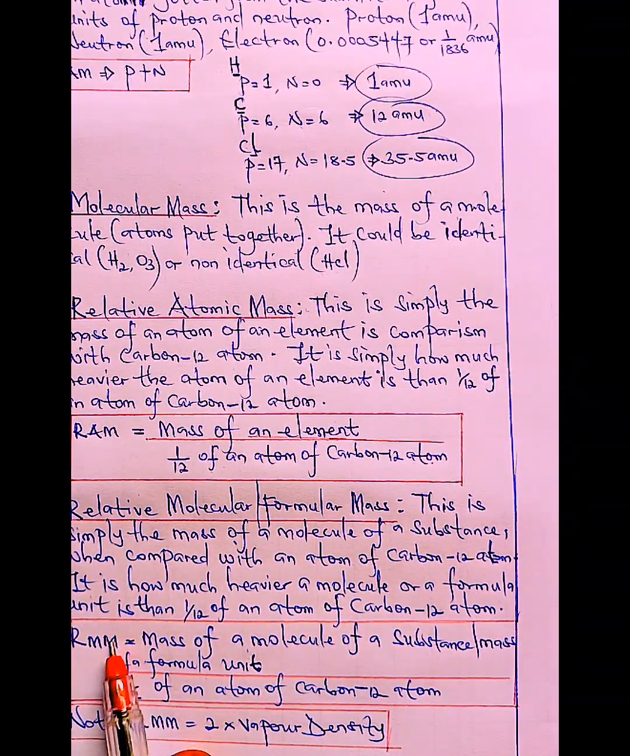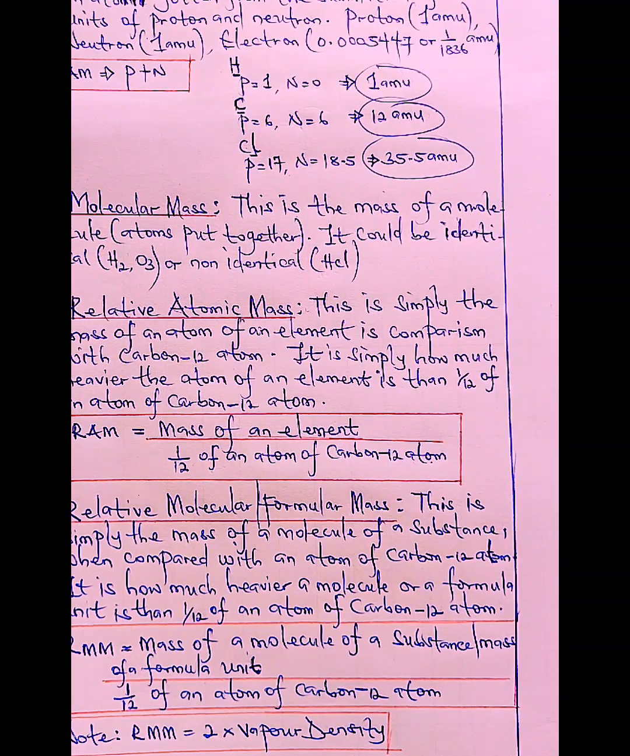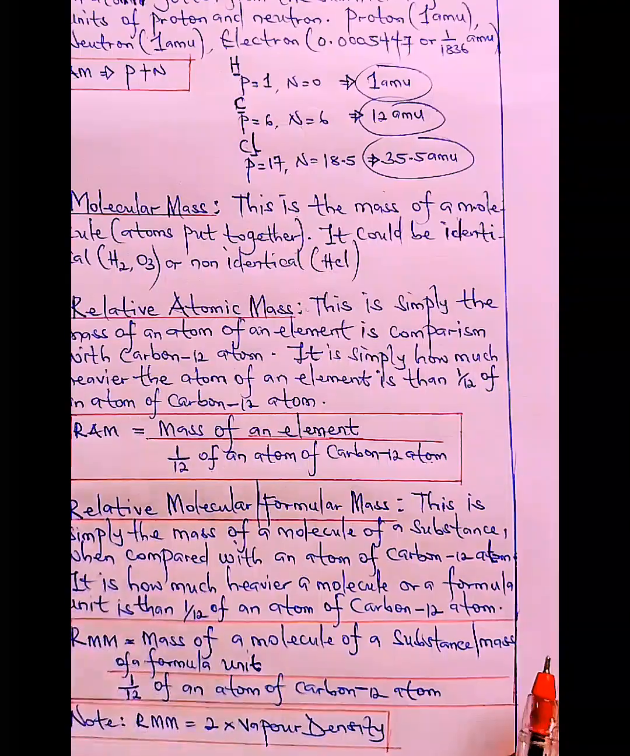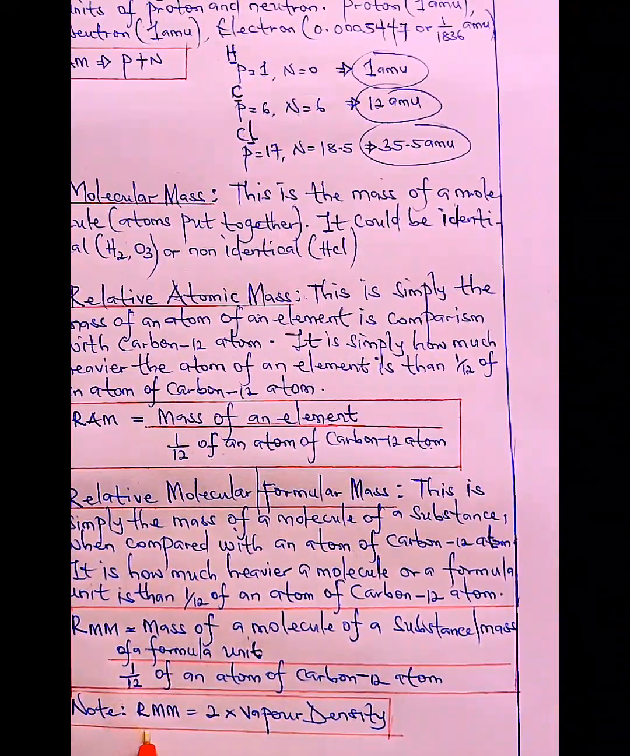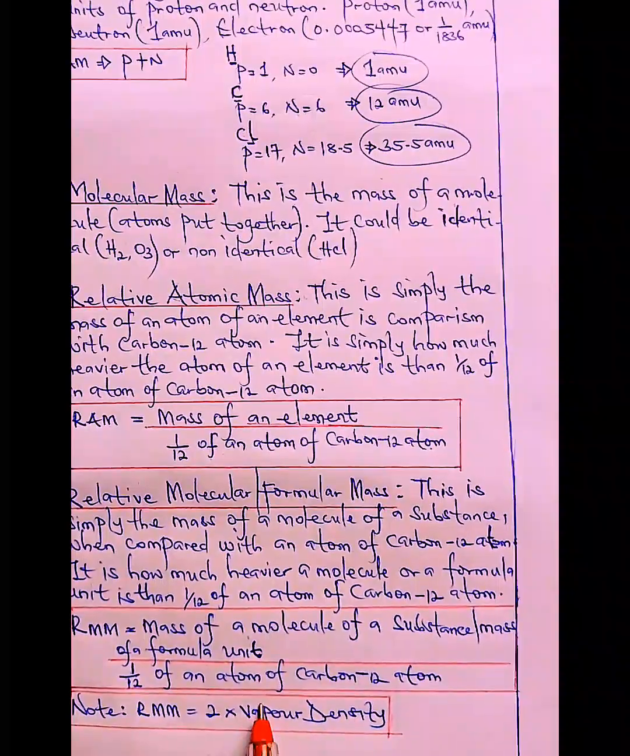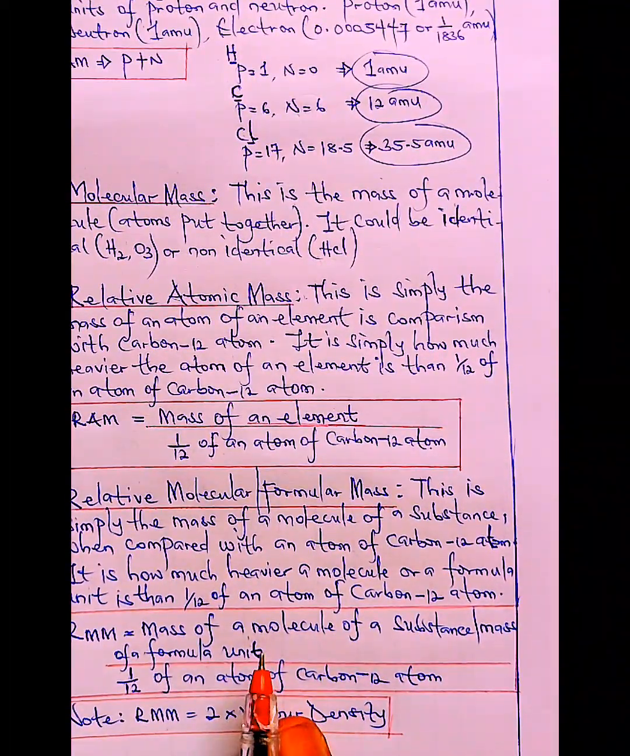It's the same thing as atomic mass, but this time we are comparing it with the carbon-12 atom. And also, don't forget, in our previous lesson we were told that relative molecular mass is also 2 times vapor density. I would love us, at this very point, to learn all this. We need all this because in our next lesson, we're going to be working on various calculations on relative atomic mass and relative molecular mass.